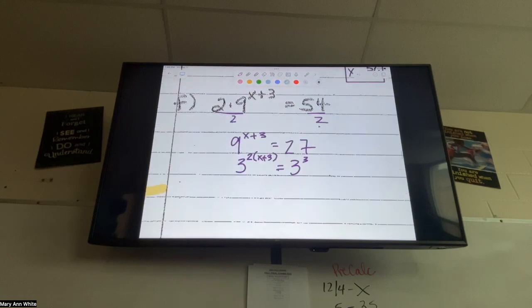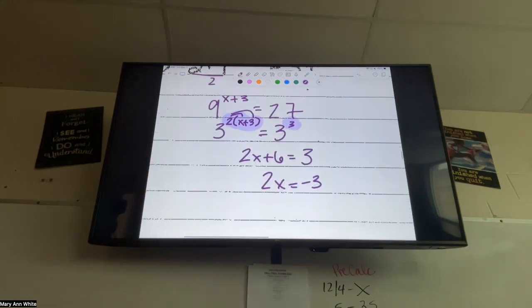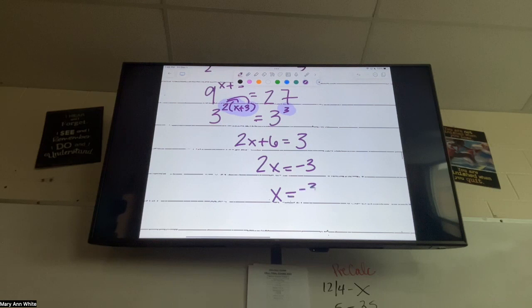Now that I have my bases the same, I'm going to set my exponents equal to each other. And in this step, I am going to distribute, instead of keeping it as 2 times x plus 3, I'm going to make it 2x plus 6. And I'm going to say that that equals 3. Is everybody okay with that? Okay, minus that 6 from both sides, 2x equals -3, and then we'll divide by 2 and x equals -3/2.